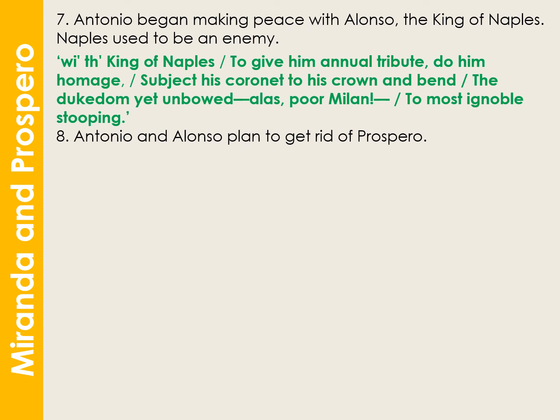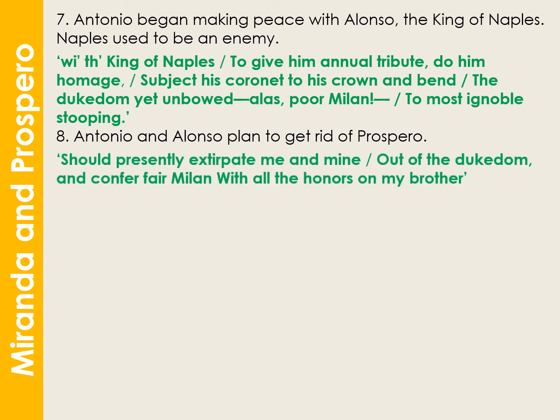Number 8, Antonio and Alonso planned to get rid of Prospero, and the evidence for that is "should presently extirpate me and mine out of the dukedom and confer fair Milan with all the honours on my brother." So they want to remove Prospero from Milan so they can run it for themselves.